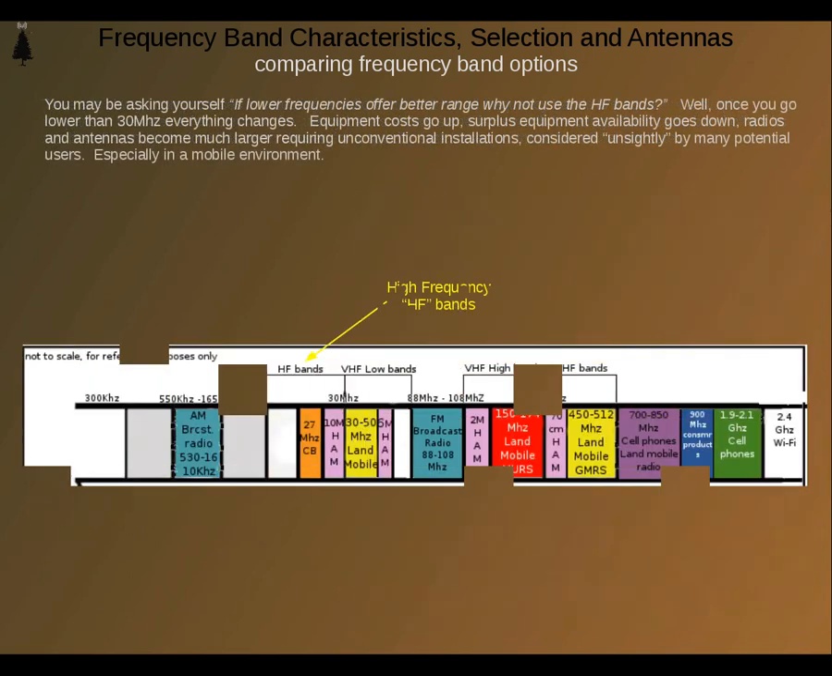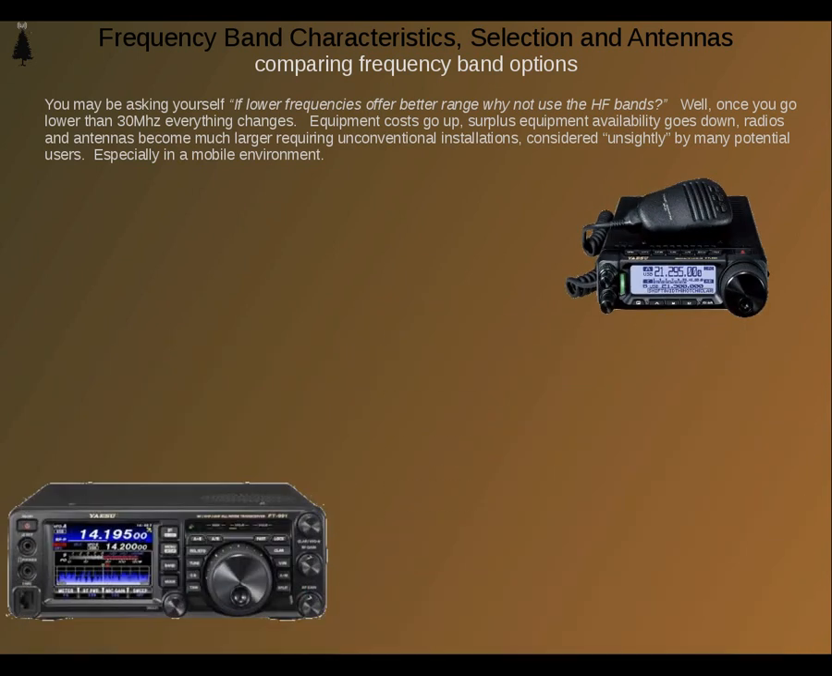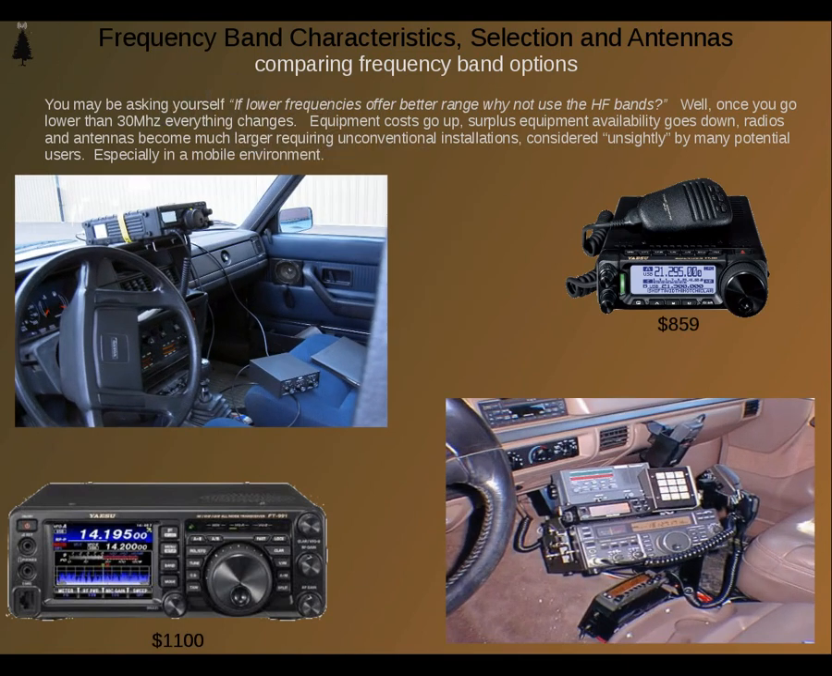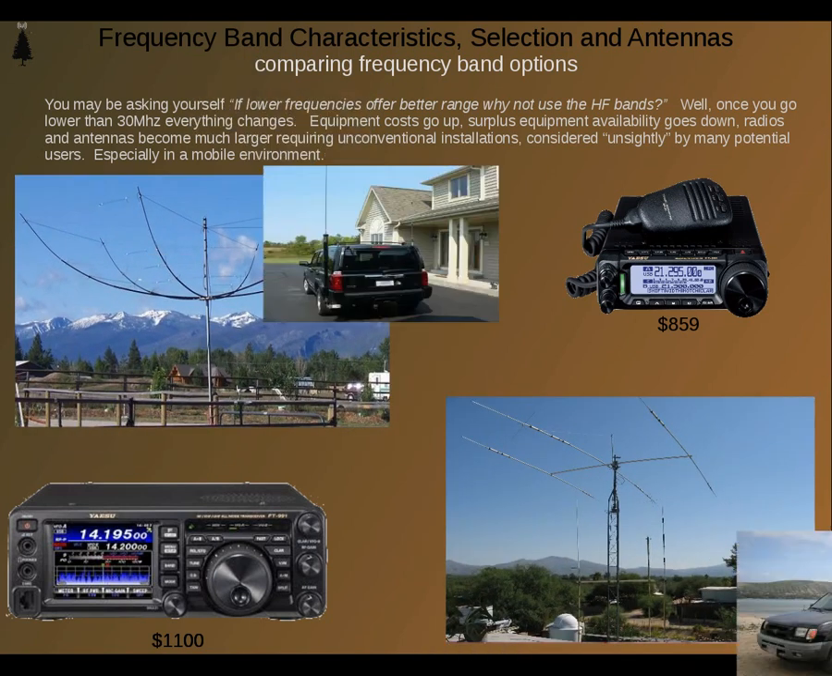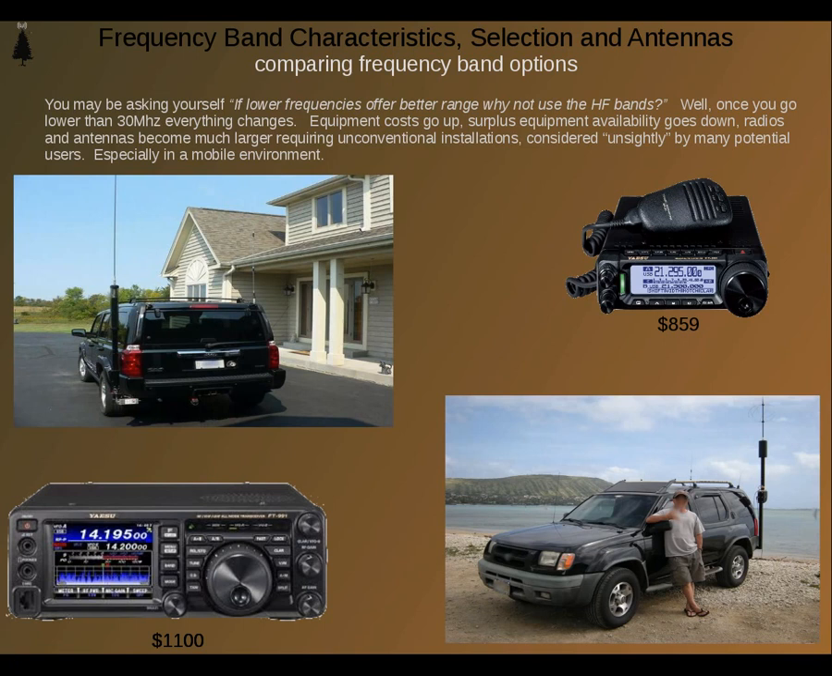You may be asking yourself, if lower frequency offers better range, why not use the HF bands? Well, once you go lower than 30 MHz, everything changes. Equipment costs go up, surplus equipment availability goes down, radio and antennas become much larger, requiring unconventional installations considered unsightly by many potential users, especially in a mobile environment.